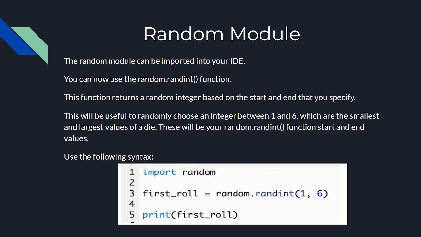Random module. The random module can be imported into your IDE. You can now use the random.randint function. This function returns a random integer based on the start and end that you specify. This will be useful to randomly choose an integer between 1 and 6, which are the smallest and largest values of a die. These will be your random.randint function start and end values. Use the following syntax.